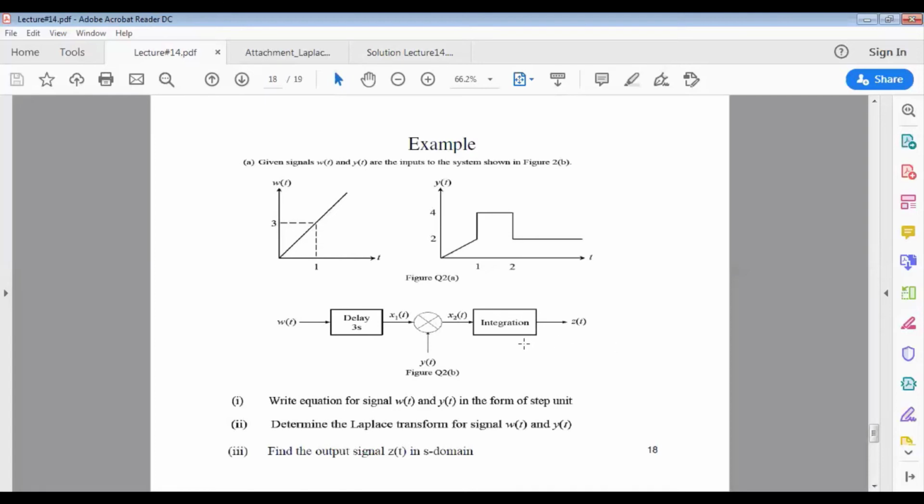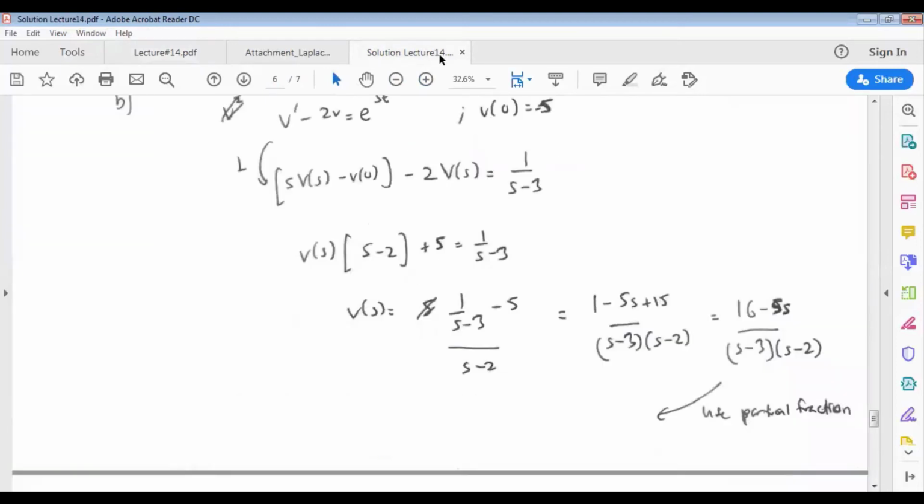Okay, so this is a system that is created based on the input of Wt and Yt. From this diagram, we are requested, number 1, to write the equation for signal Wt and Yt in the form of unit step. This is basically things that we have learned in chapter 1. So let us find Wt and Yt in the form of unit step.